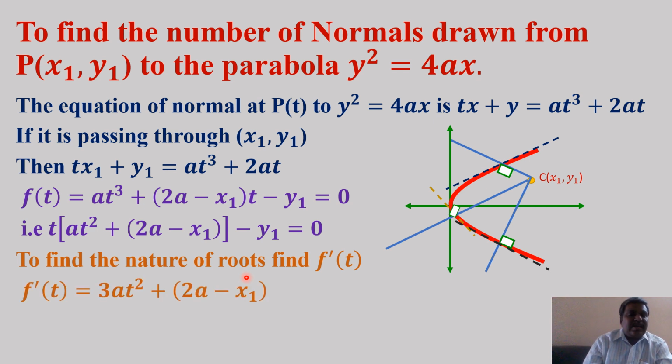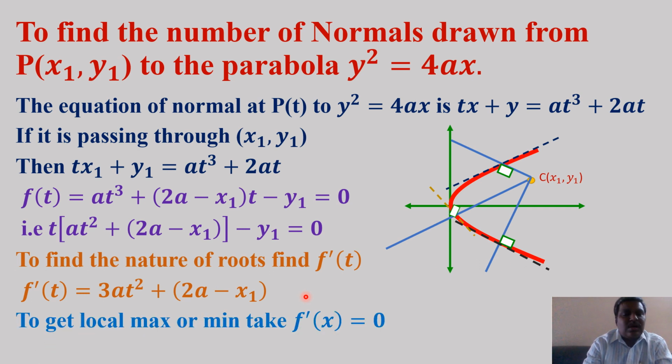F dash t is 3at square plus 2a minus x1, because the derivative of at cube is 3at square. This is the derivative of the function f of t. If you equate this f dash t to 0, what do we get? We get the critical points. From that, you can write the local minimum and local maximum of the curve f of t. So to get the local maximum or local minimum, take f dash t equal to 0.